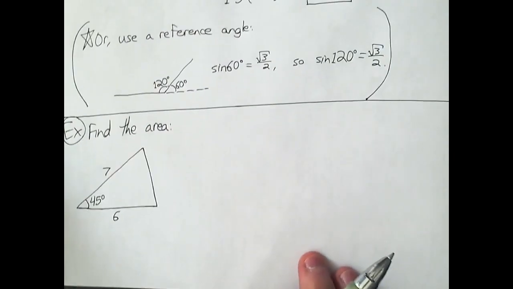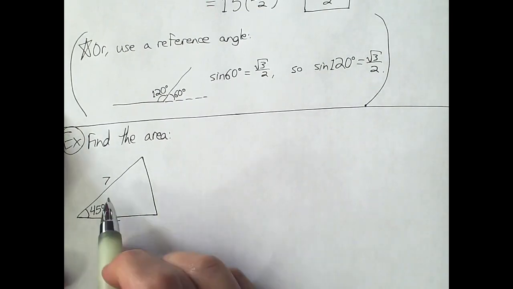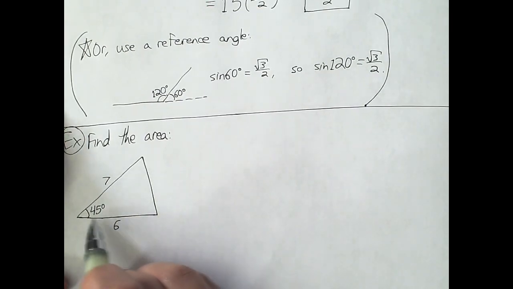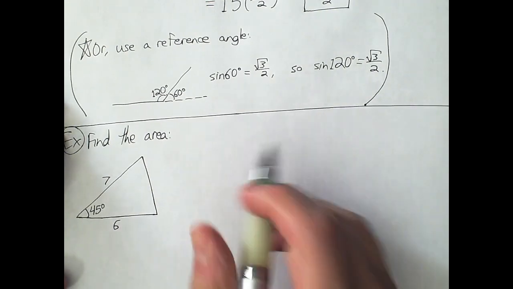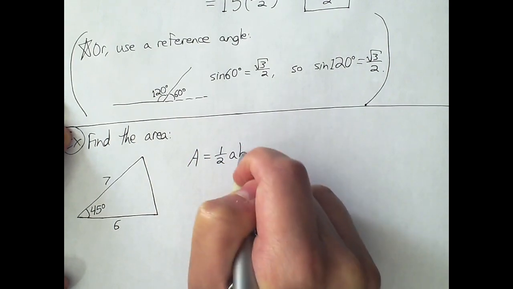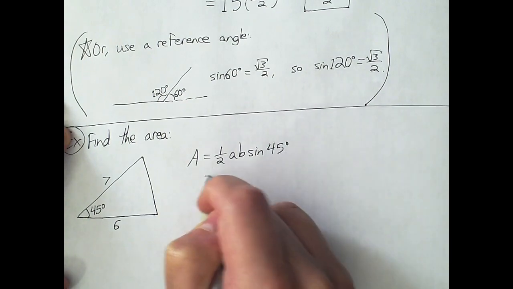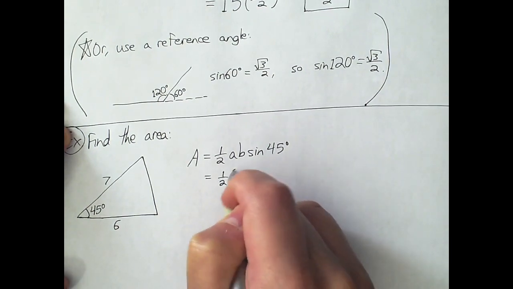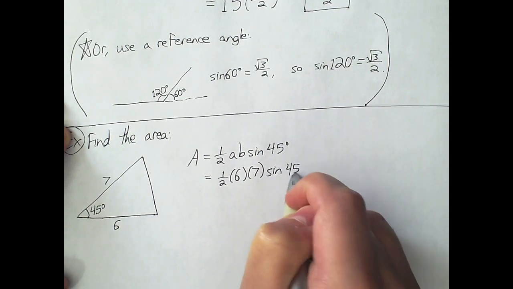All right, so we don't know the other angles, and we don't know the other side length, but we don't need them. We have two sides that are enclosing an angle, so we basically have A, B, and theta, and let's just use that formula. Let's say we want 1/2 AB sine 45 degrees. Well, I guess really we could say 1/2 times 6 times 7 times sine of 45 degrees.